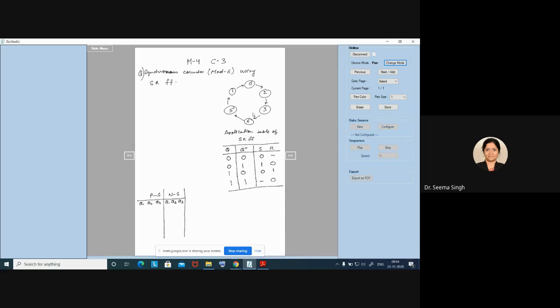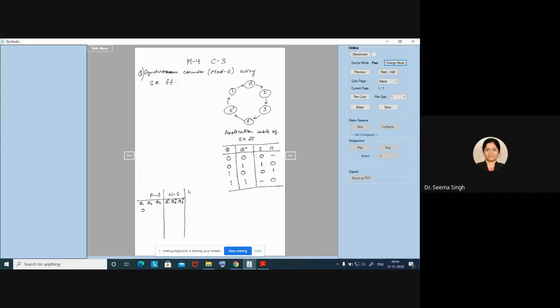If I have a 3 variable counter, you can see the maximum is 6. 6 can be made from 110. That means it is a 3 variable counter. That is why I am writing Q1, Q2, Q3 and Q1 plus, Q2 plus and Q3 plus.